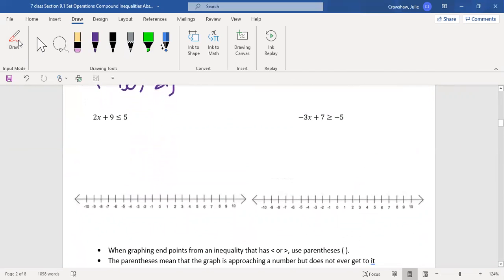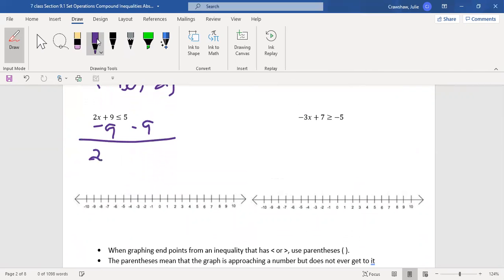So now here I have a little bit more complicated inequality that I need to solve. I need to get the x all by itself. And again, we're going to do this as if it was an equation. We're going to use the same properties. We're going to subtract our 9 first. So then I have 2x is less than or equal to -4. And then to undo multiplication, we're going to divide by the coefficient, the number in front, and I end up with x is less than or equal to -2.